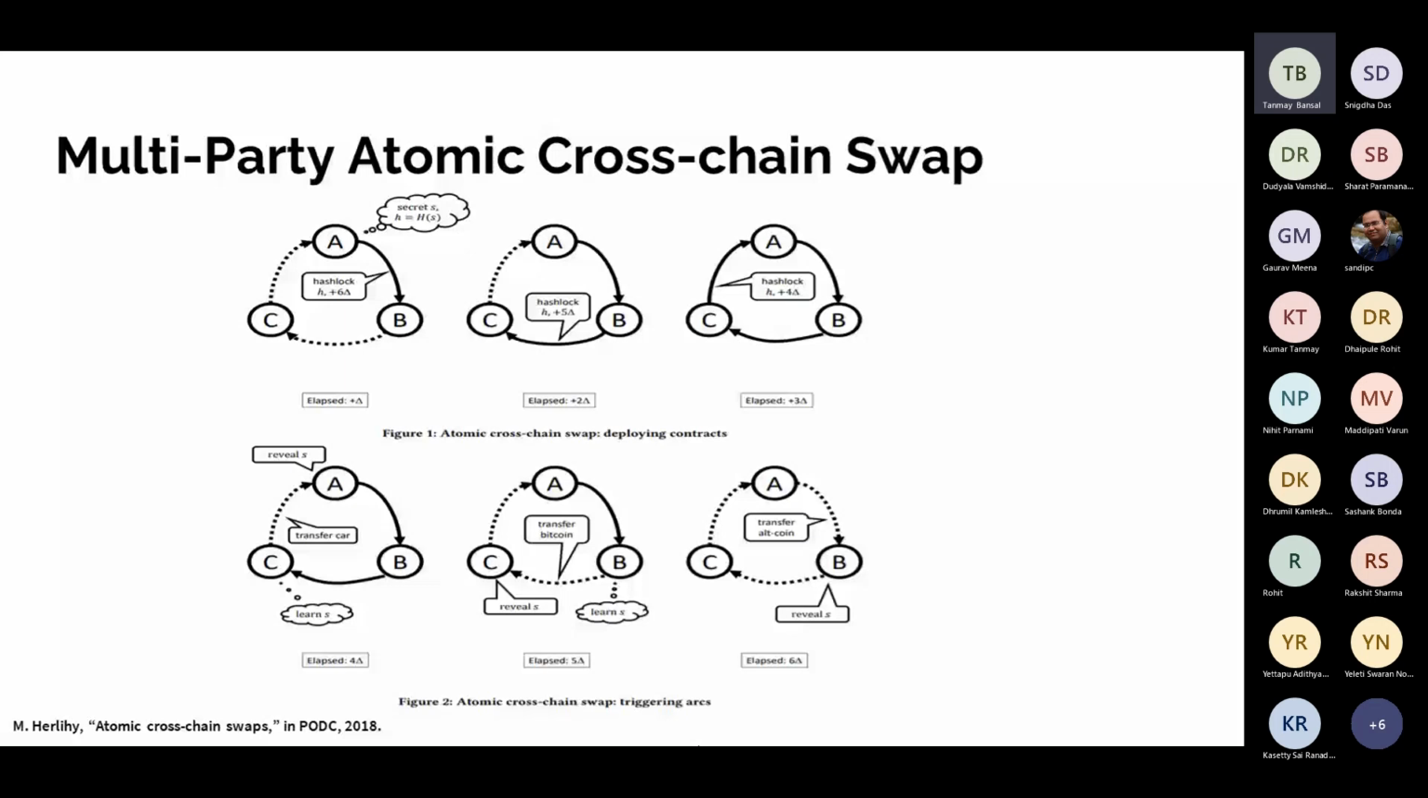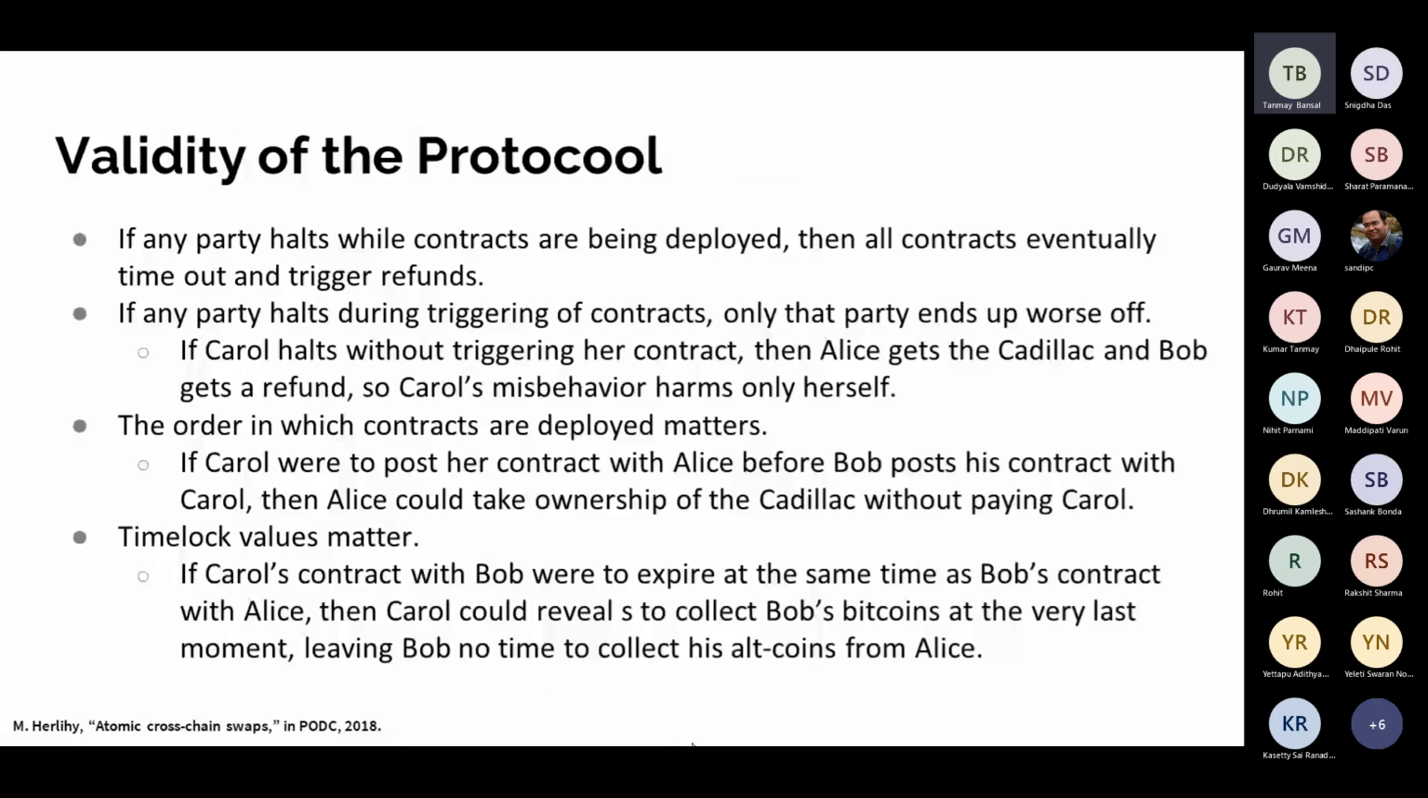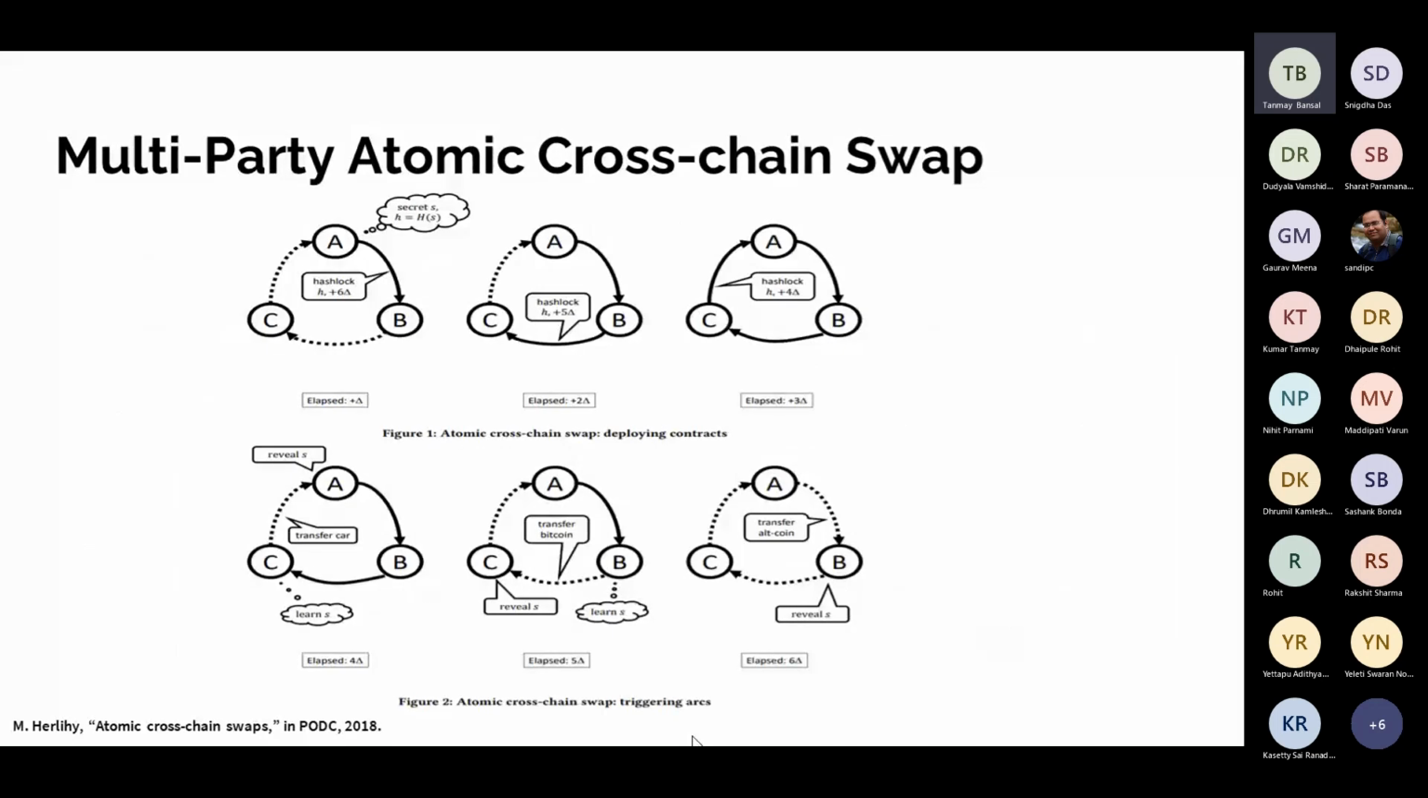Now, if everybody sticks to the protocol, then it is all good. But what happens if one of them backs out or halts? If any party halts while contracts are being deployed, then all the contracts eventually would time out and trigger the refund. So say Alice created the first one, with H and 6 delta, but then after that, Bob is not willing to proceed. In that case, Alice would simply get back her altcoins after 6 delta.